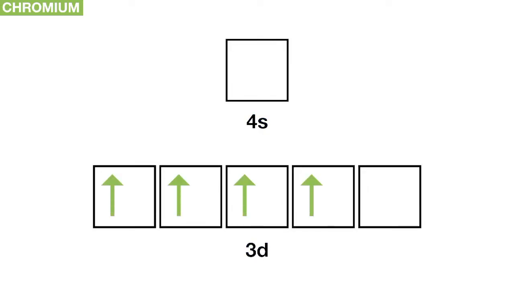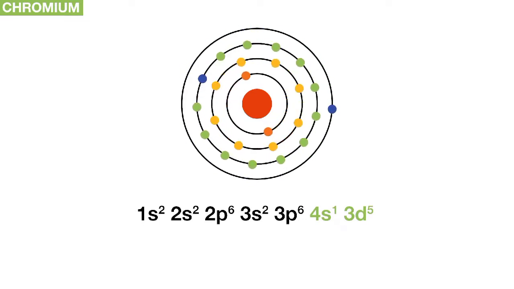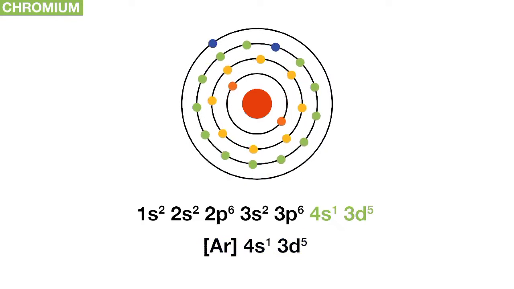However, the d-sub level has more stability when it's half-filled or completely filled. In order to achieve this stability, one of the electrons in 4s2 will be moved to 3d5 so that the d-sub level is more stable. This would mean that chromium's correct electron configuration would be 1s2, 2s2, 2p6, 3s2, 3p6, 4s1, 3d5, or Ar 4s1, 3d5, where Ar stands for argon.